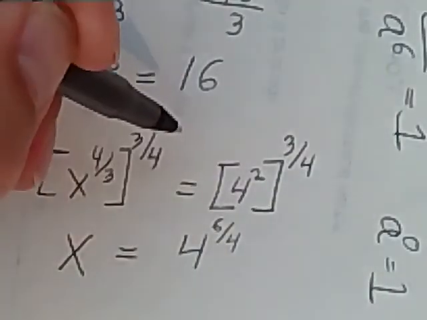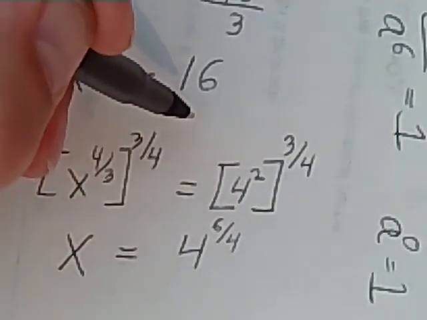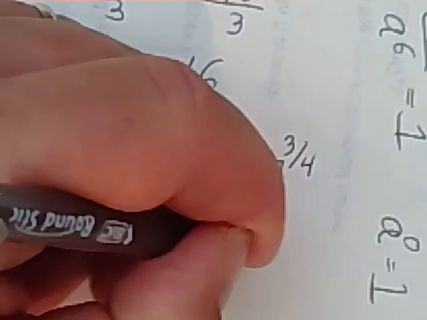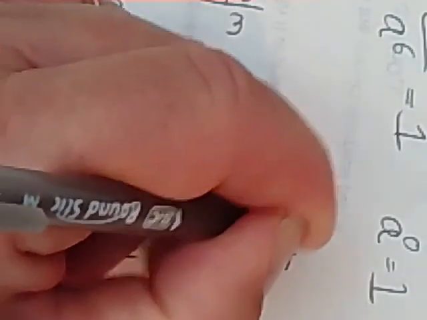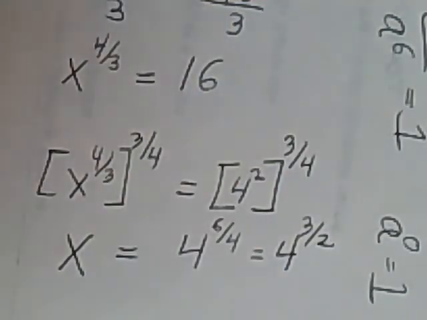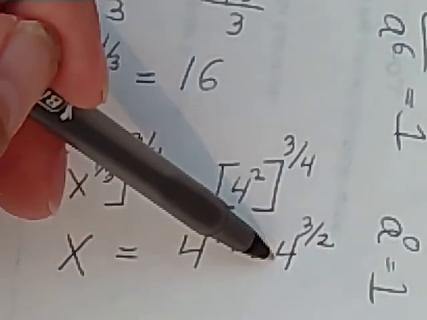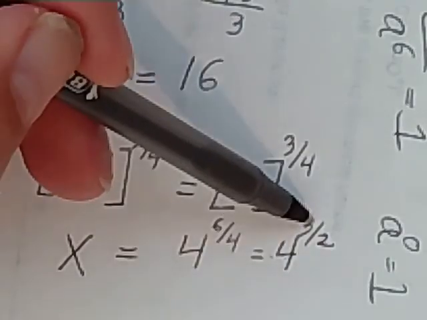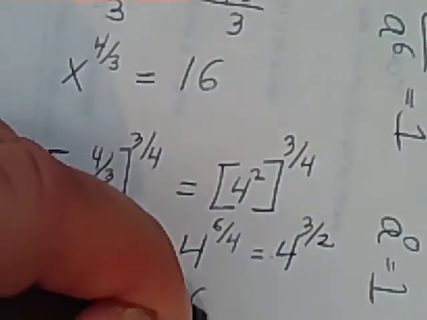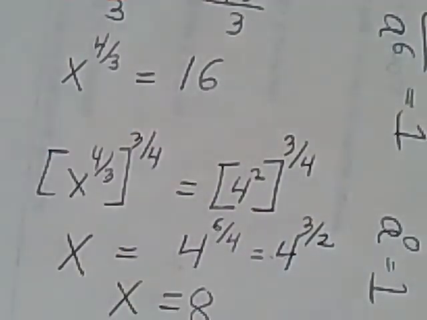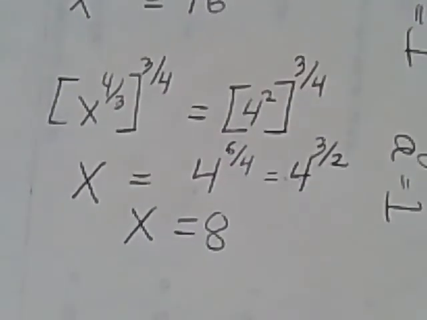Well, 6/4 is 3/2 is the best way to think of it. 4 to the 3/2 power. The square root of 4 is 2. 2 cubed is 8. So it appears that the answer is x equals 8.